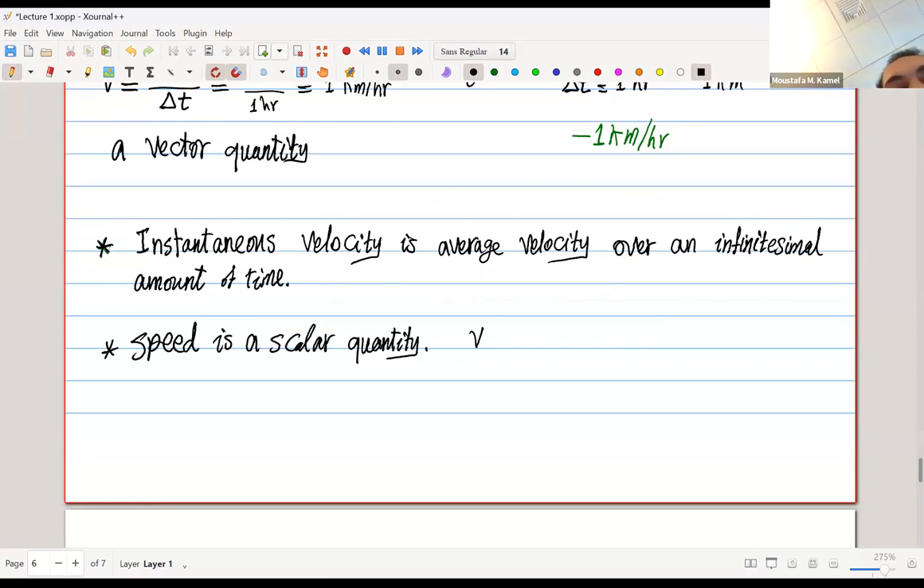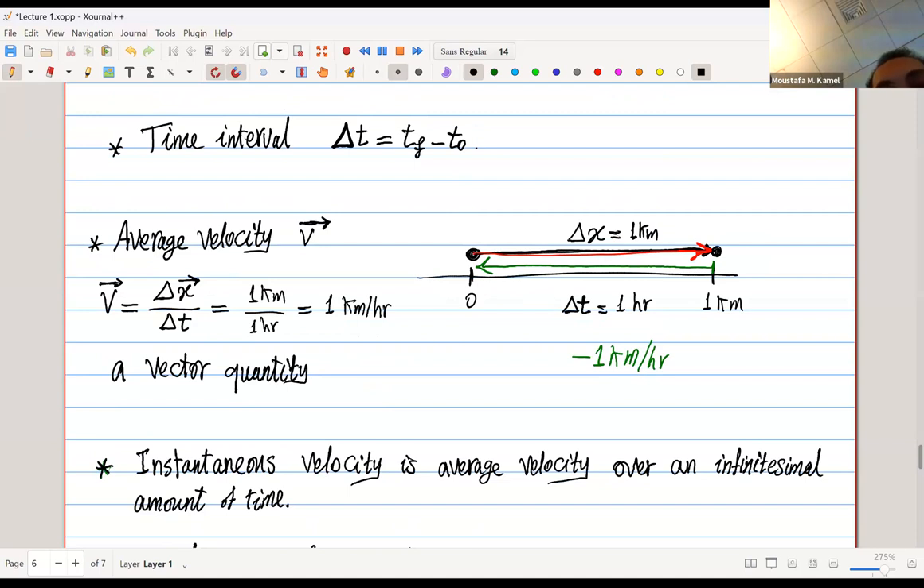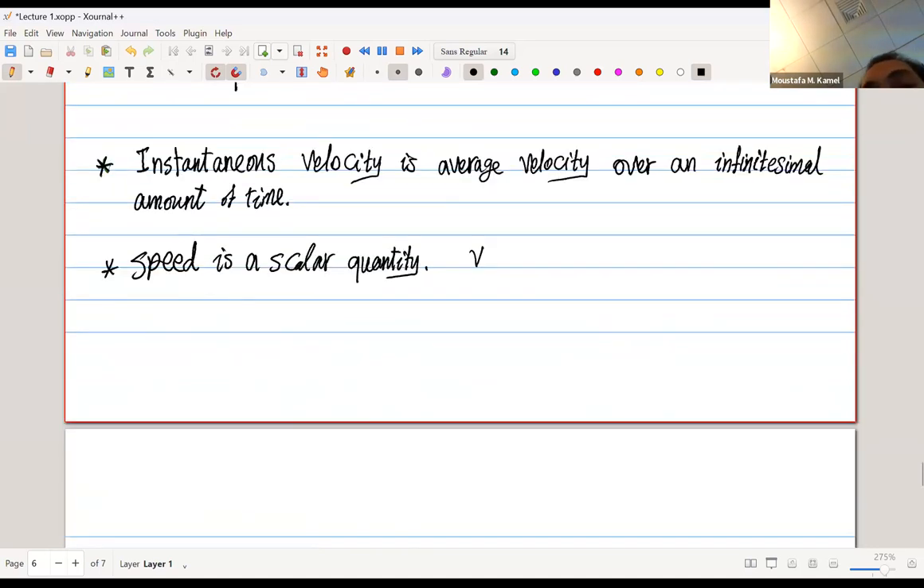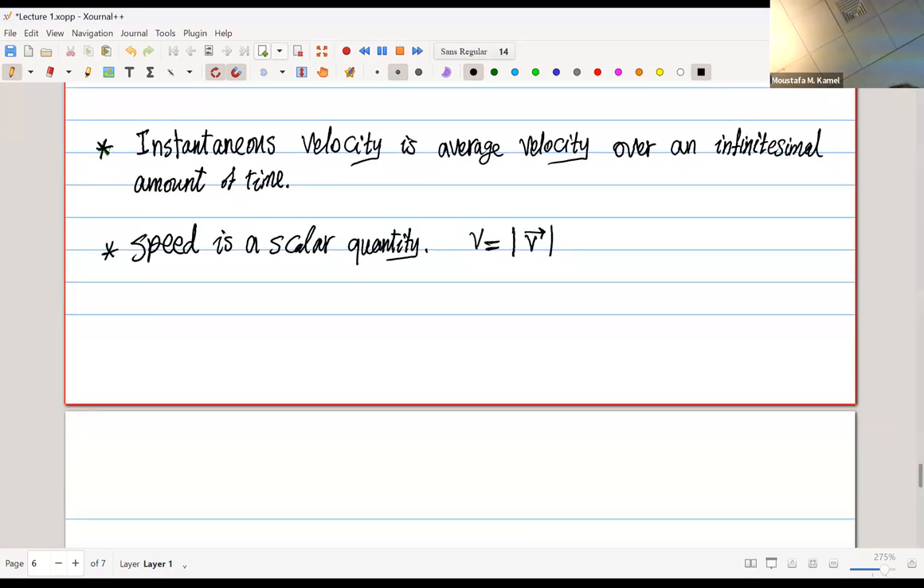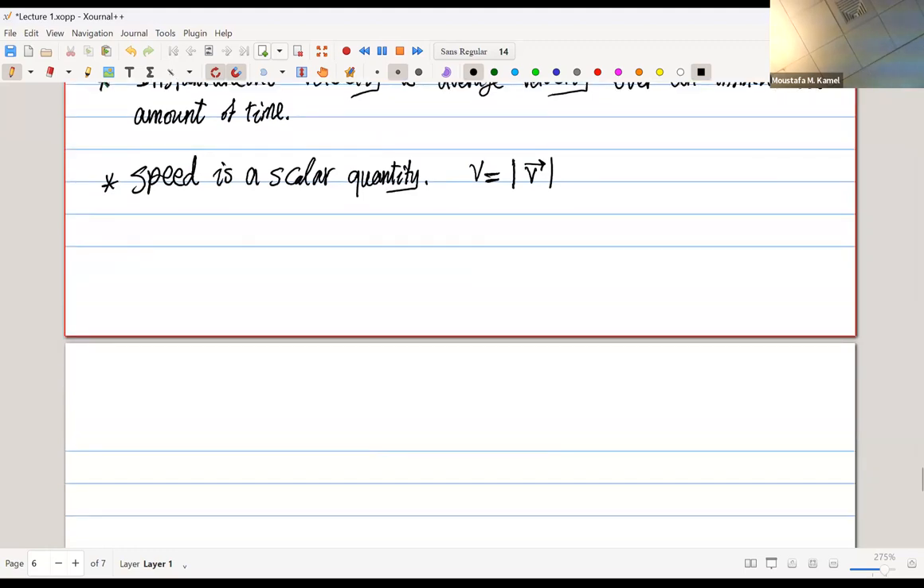V. Actually, I should have put vector notation on these things above here. So let's make them vectors just to separate them from scalars. Then the speed is just the magnitude of the vector quantity. This is just a notation. It doesn't change anything about the discussion above. And of course, instantaneous speed is just the magnitude of the instantaneous velocity. So all the discussion above carries over.